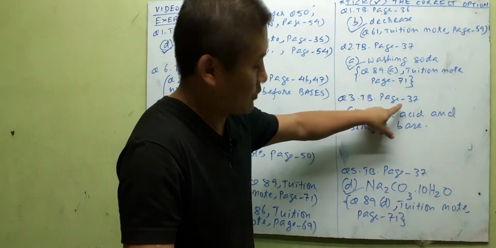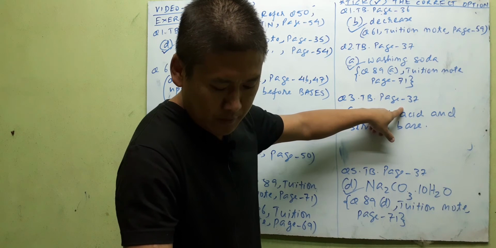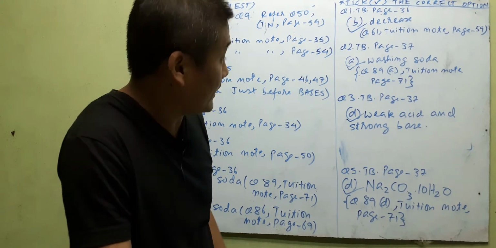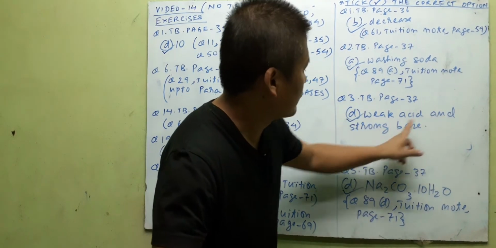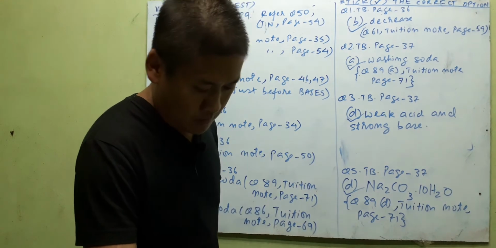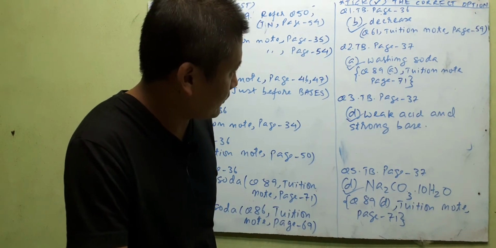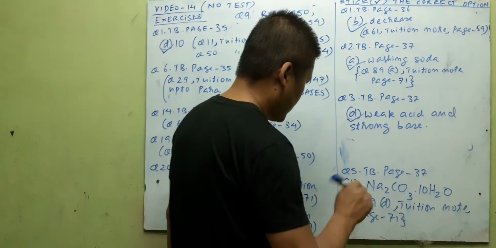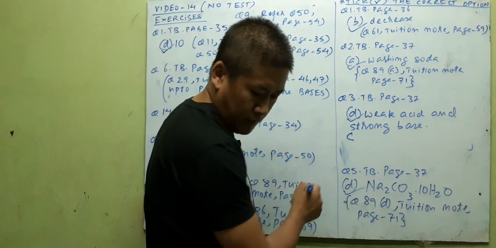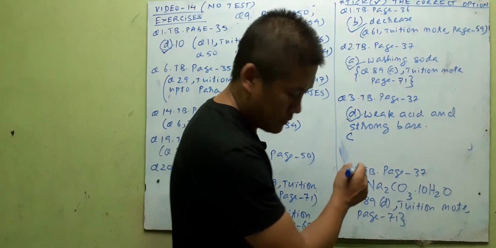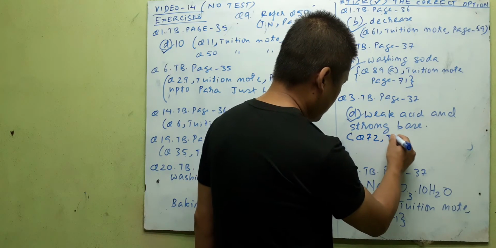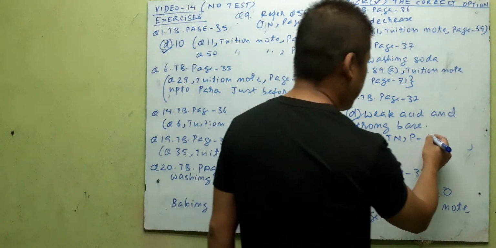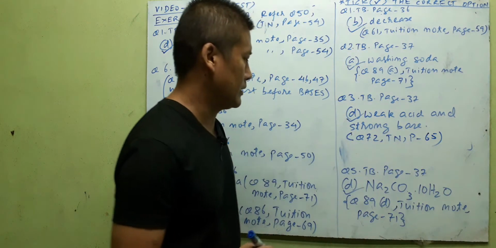Question number 3, textbook, page 37. Sodium carbonate is a basic salt. Why? Because it is a salt of what and what? D, because it is salt of weak acid and strong base. Write this one down. And then for the page reference, near D, where you have ticked, you write there question 72, tuition note, page 65, okay, reference. Now let me explain to you why this is so.